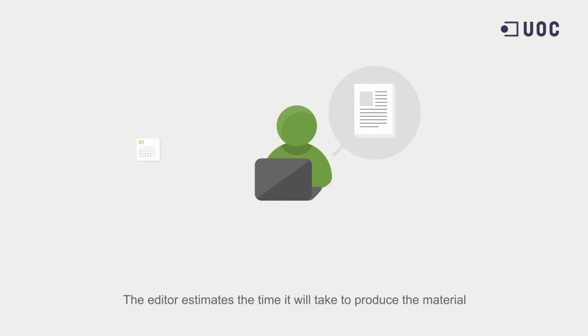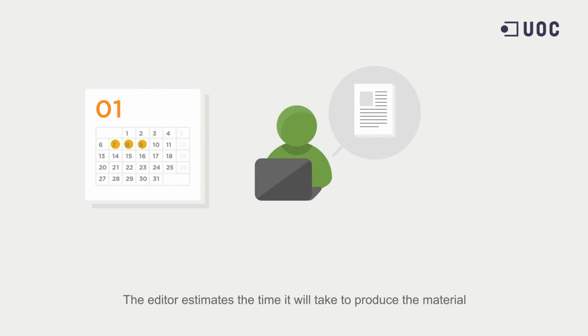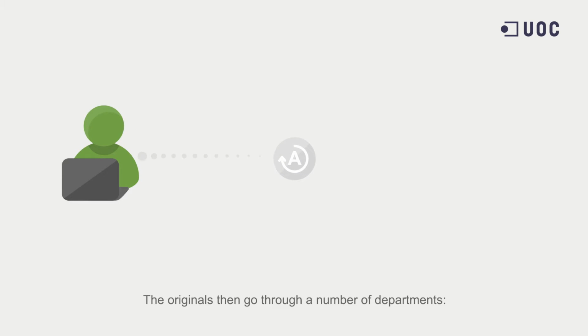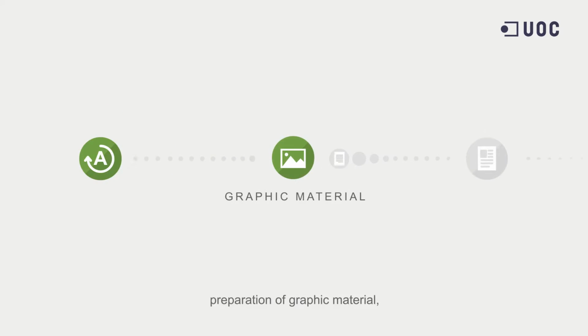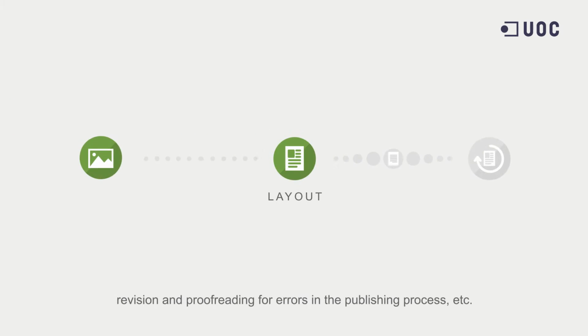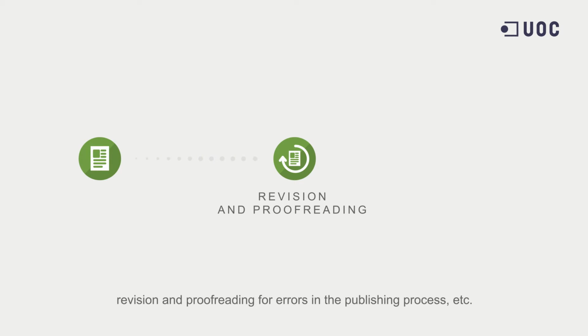The editor estimates the time it will take to produce the material depending on the length and the publishing processes that need to be undertaken. The originals then go through a number of departments: proofreading or translation, preparation of graphic material, layout, revision and proofreading for errors in the publishing process and so on.